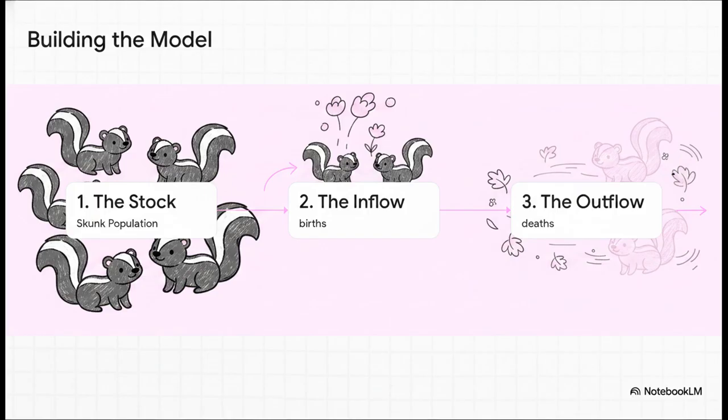So how do we model this? It's a really simple three-step process. First, what are we measuring? What's the accumulation? That's our stock, the skunk population. Easy enough.